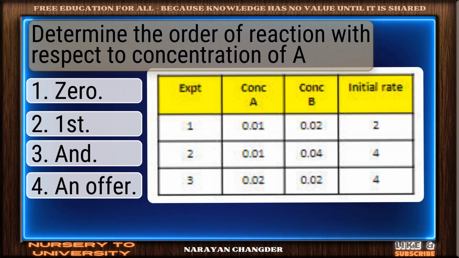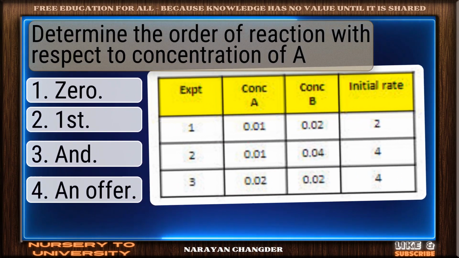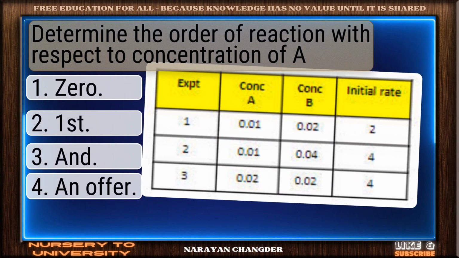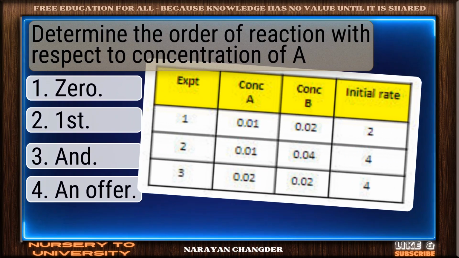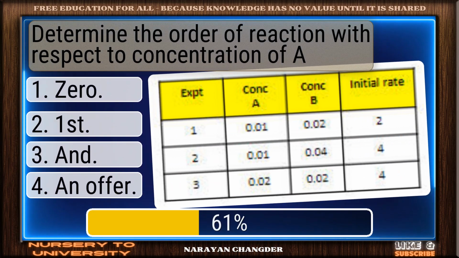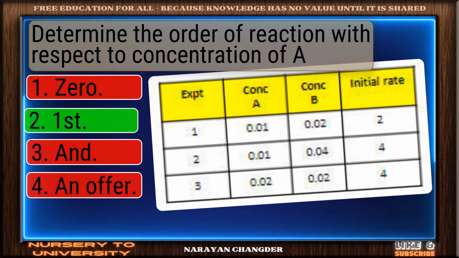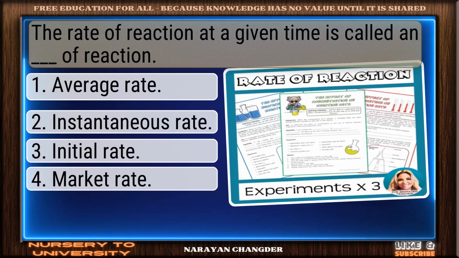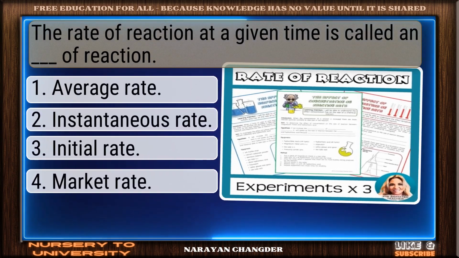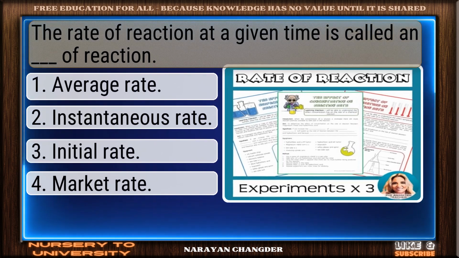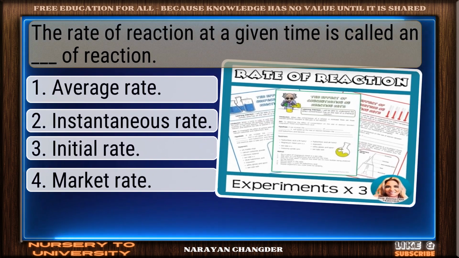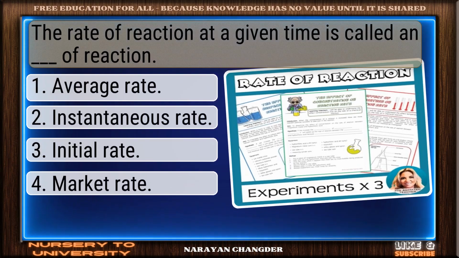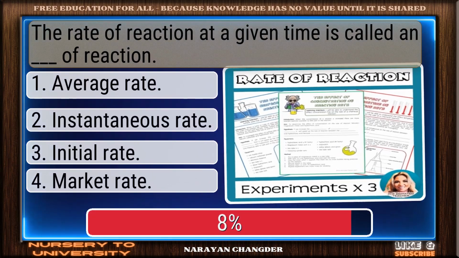Determine the order of reaction with respect to concentration of A. Option 1, 0. Option 2, first. Option 3, second. Option 4, third. Right choice, first. The rate of reaction at a given time is called dash rate of reaction. Option 1, average rate. Option 2, instantaneous rate. Option 3, initial rate. Option 4, market rate.